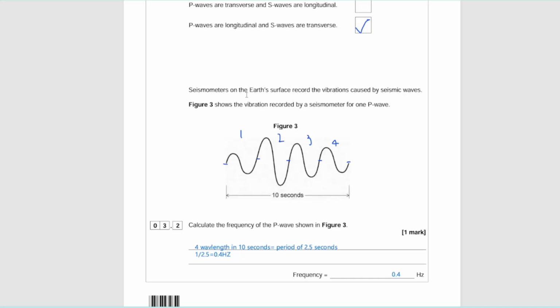This, I believe, shouldn't be worth 1 mark, because what you have to do is know that there are 4 wavelengths in 10 seconds, which leads to a period of 2.5 seconds, if you just count each wavelength. And then you'll need to remember that frequency is equal to 1 over the period, and you get a frequency of 0.4 hertz. And I believe that's just a bit hard for 1 mark, because you need to count things, you need to understand how wavelengths look on a P wave, and then you actually need to calculate the frequency of it.